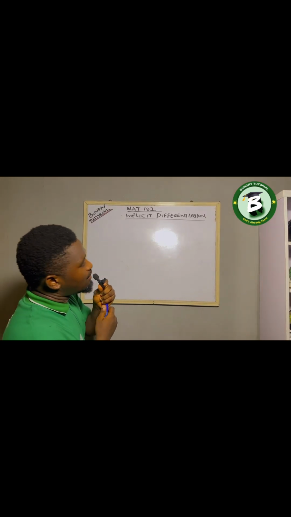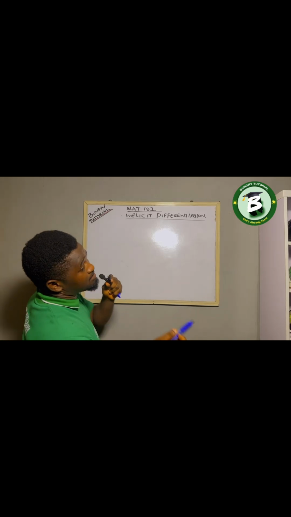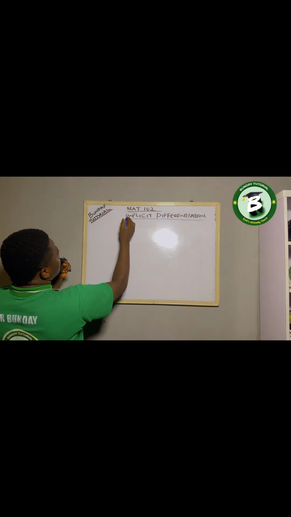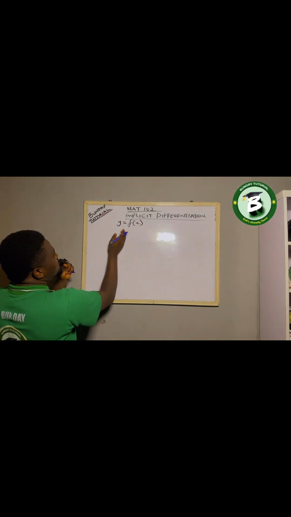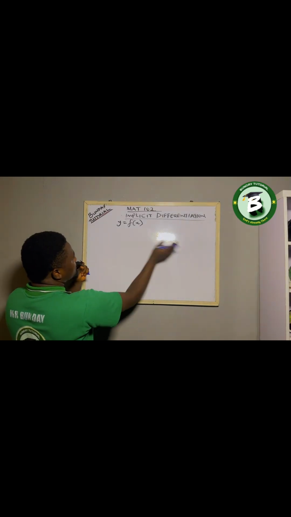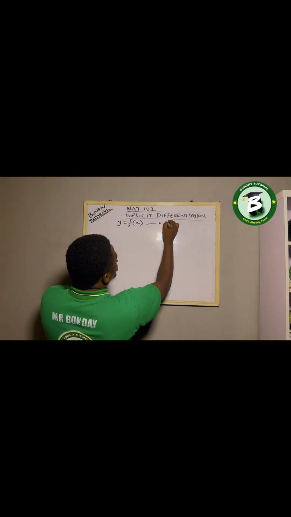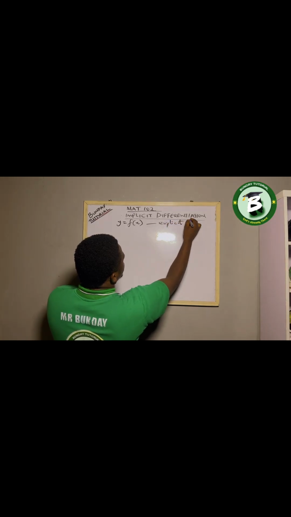Yes. We have been doing explicit. What's the meaning of explicit? Explicit is of this form: y equals f of x, that is, y stands alone and we have a function of x at the other side. This is called an explicit function.